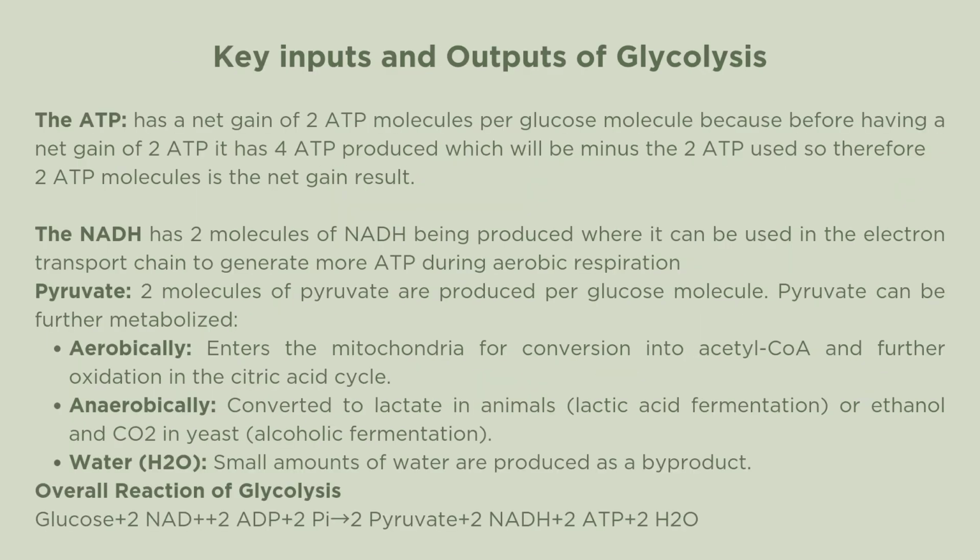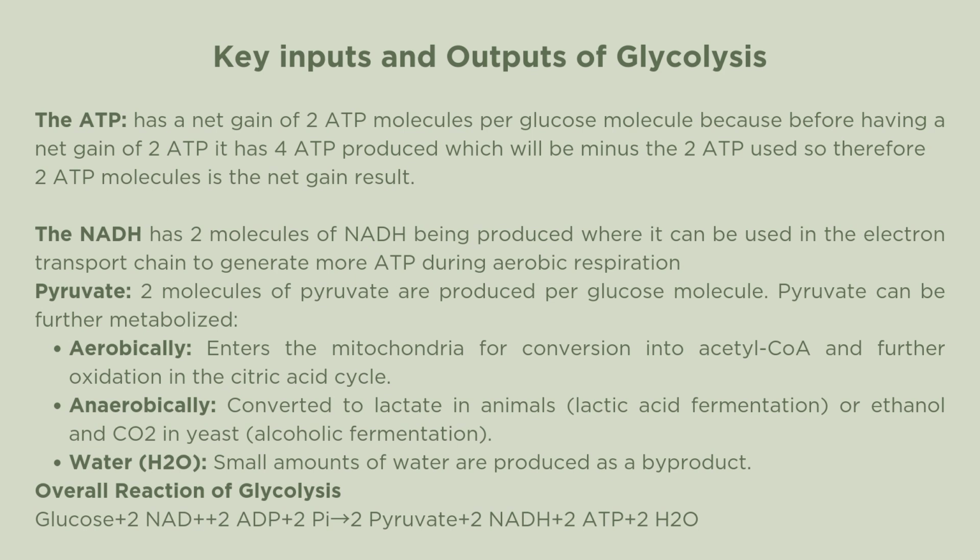Moving forward, I will explain the key inputs and outputs of glycolysis. ATP has a net gain of 2 molecules per glucose molecule, because before having a net gain of 2 ATP, 4 ATP are produced, minus the 2 ATP used. So 2 molecules is the net gain. For NADH, 2 molecules of NADH are produced, which can be used in the electron transport chain to generate more ATP during aerobic respiration.